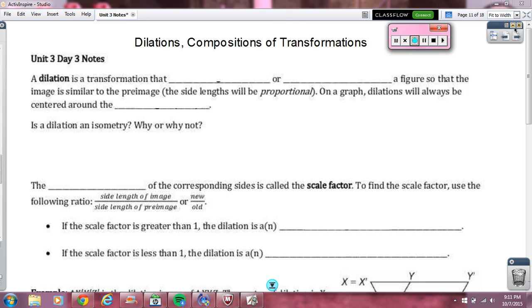What is up, gang? We're going to look at our next topic in our transformations unit. That's dilations and compositions of transformations. So like doing more than one of our 4 transformations at once.